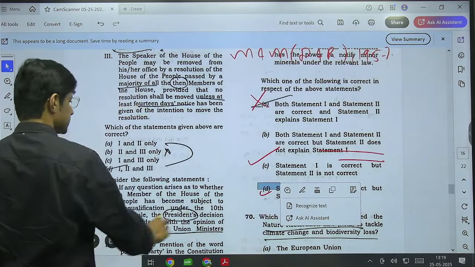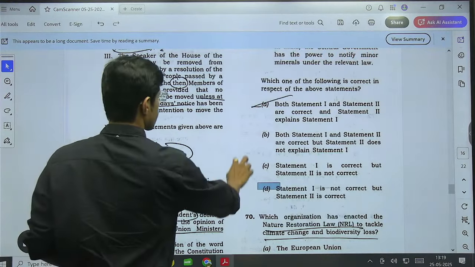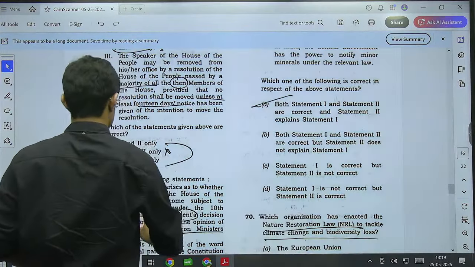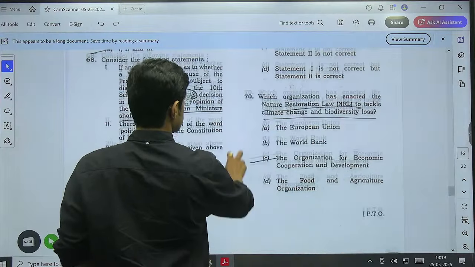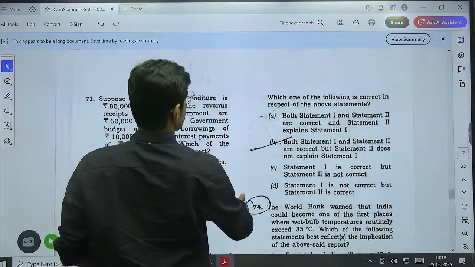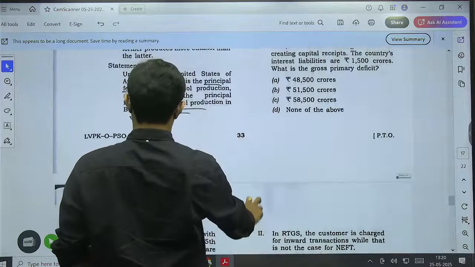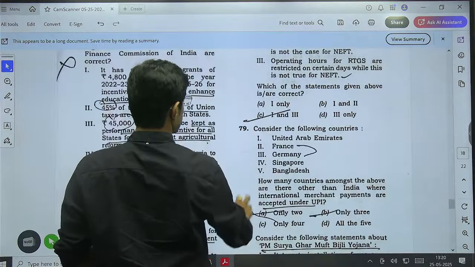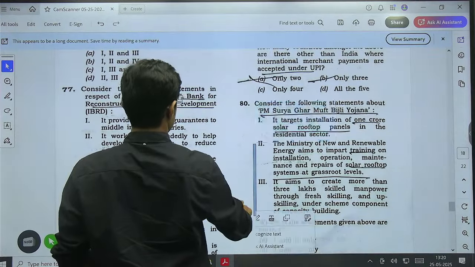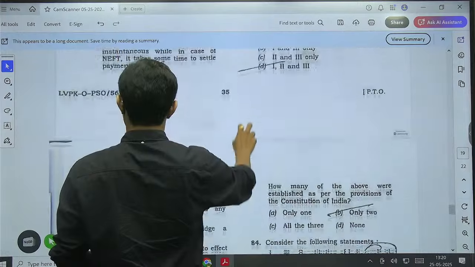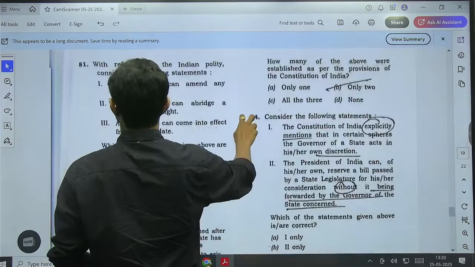Let us move on to the next question. These are the questions pertaining to economy. Yeah, with reference to this question.